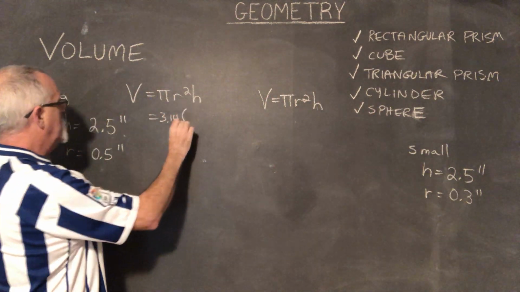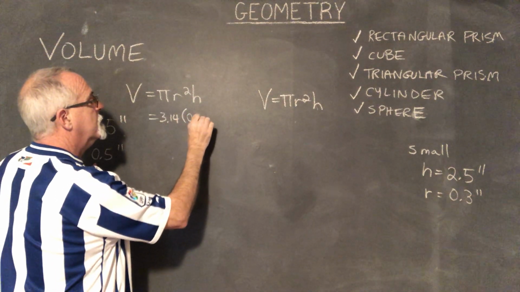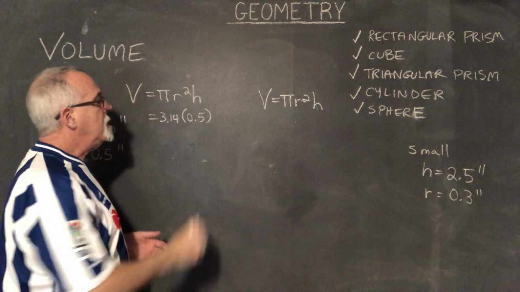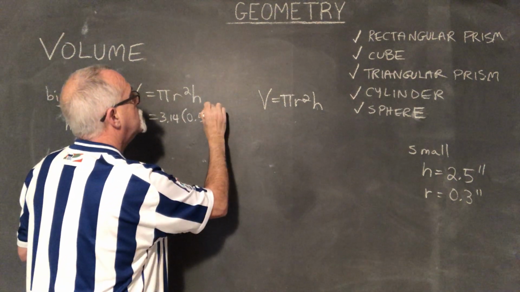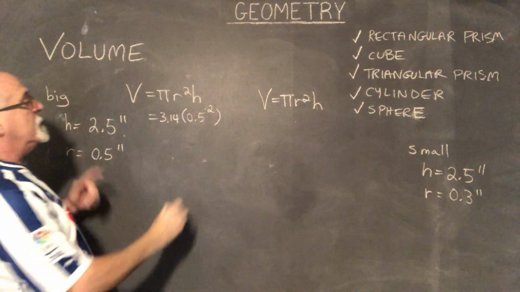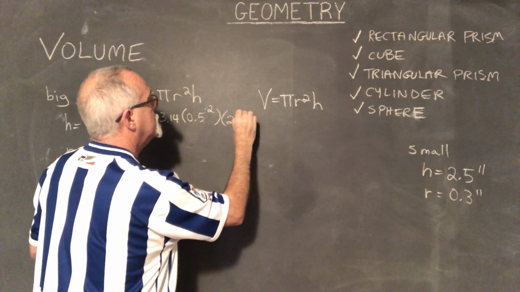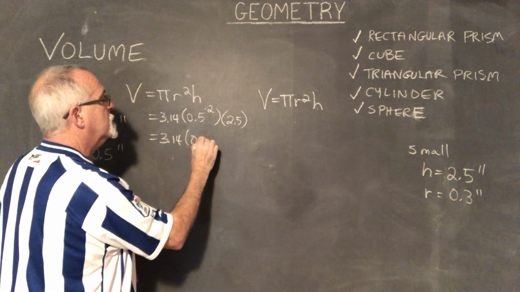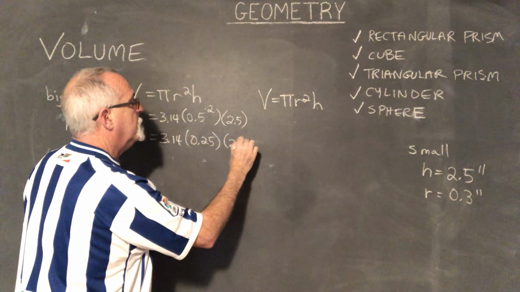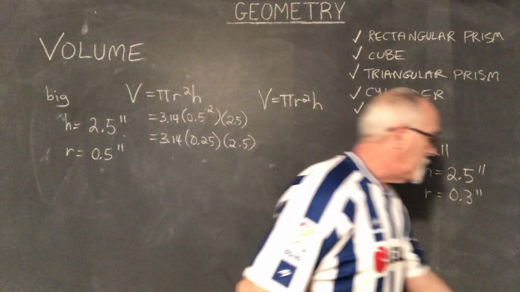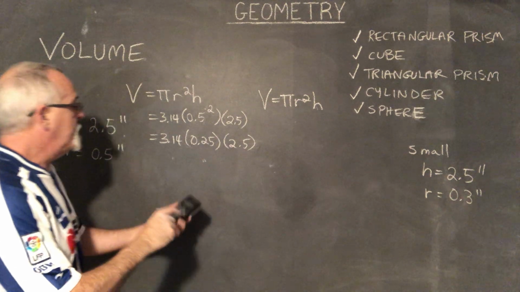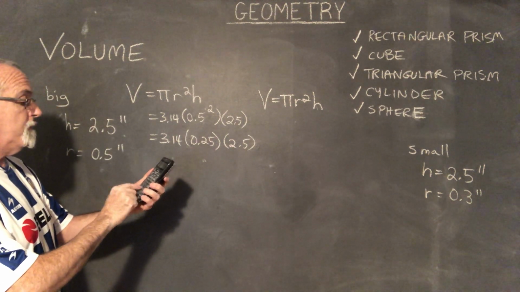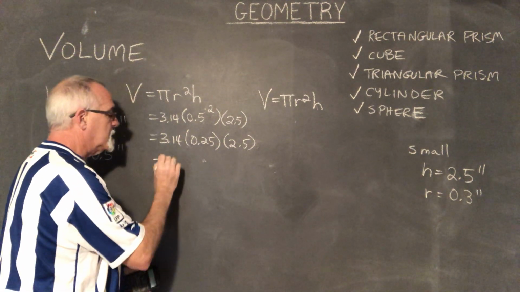Pi times 0.5 squared. I didn't even have to erase this whole side. I feel silly now. 0.5 squared, let's square that. And the height is 2.5. So we're not going to be surprised when we see the answer of this one. 3.14, 0.5 squared is 0.25. And then we're multiplying by 2.5. But again, I can't remember, so I'm going to type it into the calculator. 3.14 times 0.25 times 2.5 equals 1.9625. Yeah, that sounds familiar.